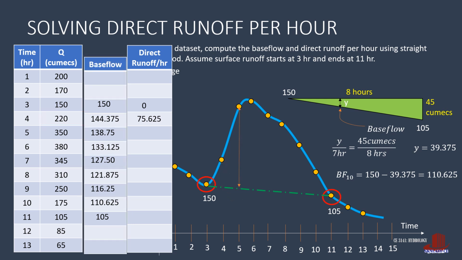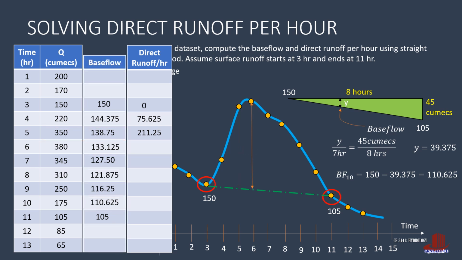For the 5th hour, the DRH is then computed as the discharge of 350 less the base flow of 138.75, giving 211.25 cumex. For the 6th hour, the DRH is then 380 cumex less the base flow of 133.125, which gives 246.875 cumex. Next is 345 minus 127.5 cumex for the 7th hour. This results to 217.5 DRH.